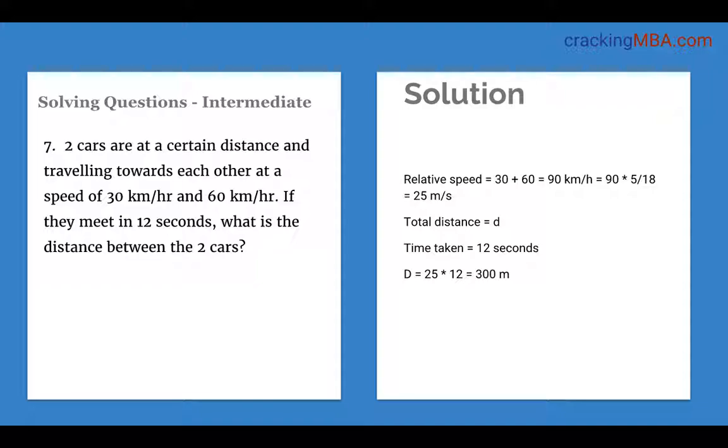Now let's look at an intermediate level of question. Okay, so we are saying two cars are at a certain distance and they're traveling towards each other at speeds of 30 and 60 kilometers an hour. If they meet in 12 seconds, what is the distance between the two cars?